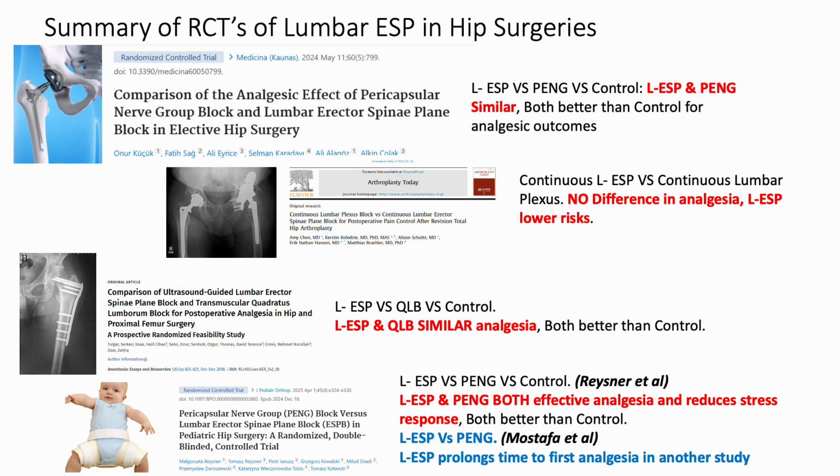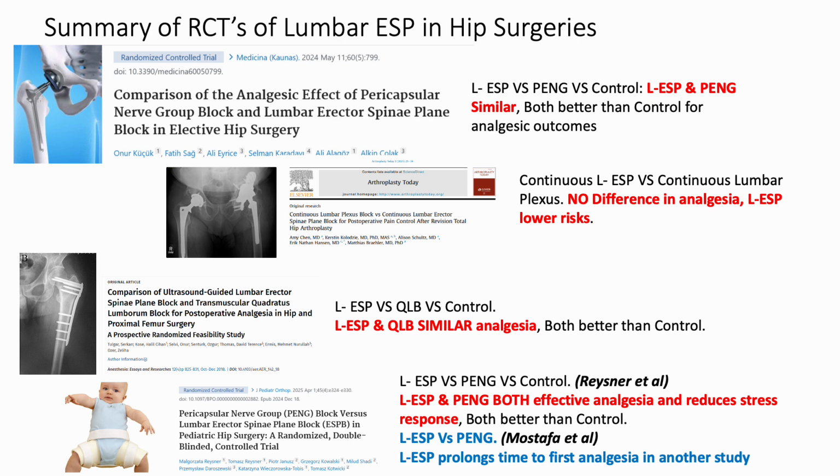This is a further summary of all the randomized controlled trials of lumbar ESP in hip surgeries. In the first trial, comparing lumbar ESP block versus PENG block versus control in hip arthroplasty showed that both lumbar ESP and PENG blocks were similar and they provided better analgesia than control group. In another study by Chen et al., continuous lumbar ESP was compared with continuous lumbar plexus block. There were no differences in analgesia.